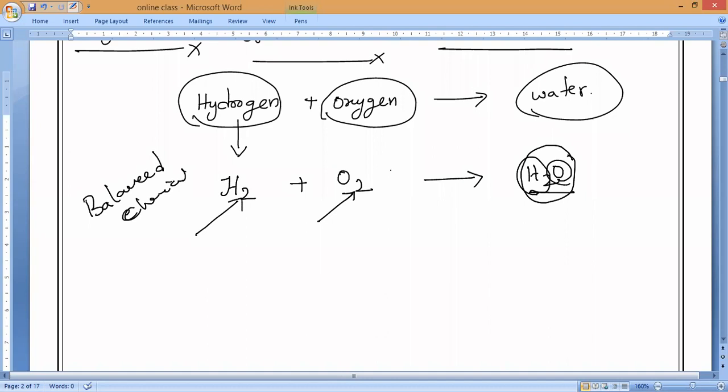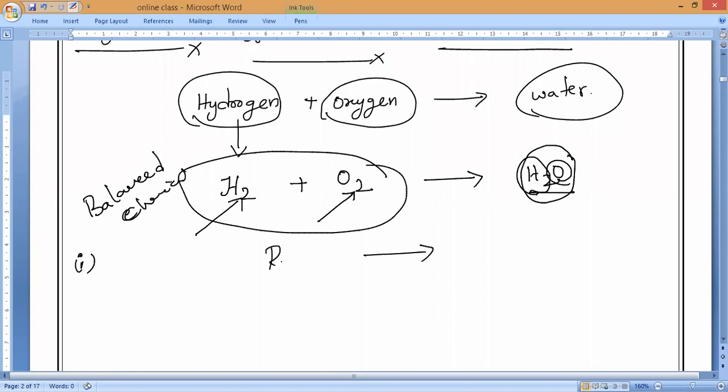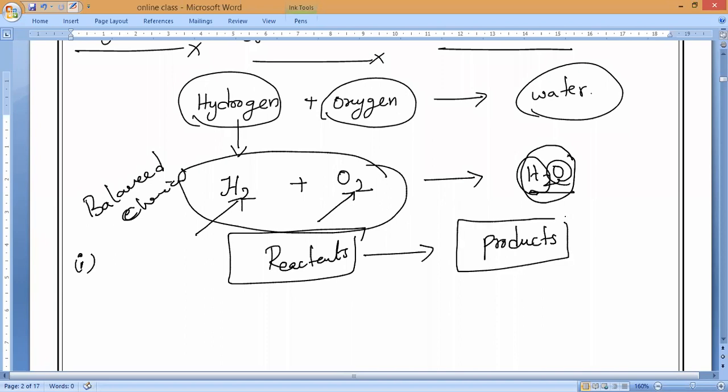So the first point is that balanced chemical equations are very important. The first point is that balanced chemical equations provide information about reactants. These two are called what? Before the arrow, what do we call it? Reactants. After the arrow, what do we call it? Products.